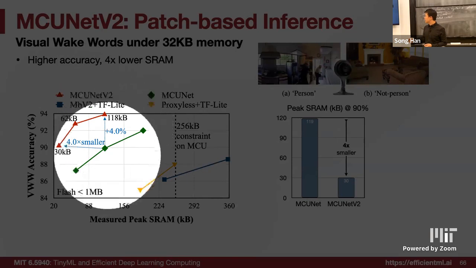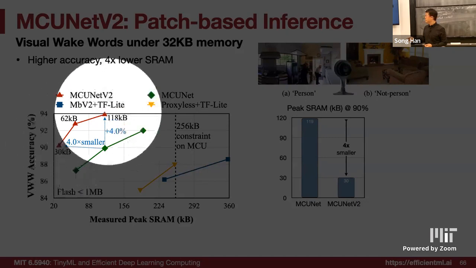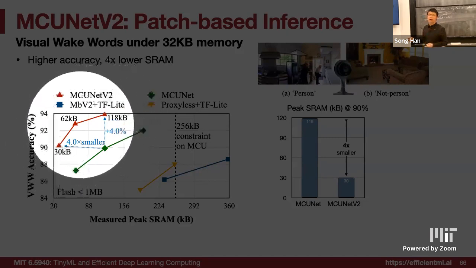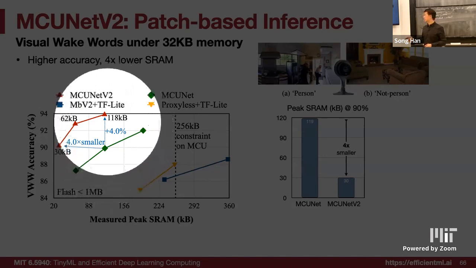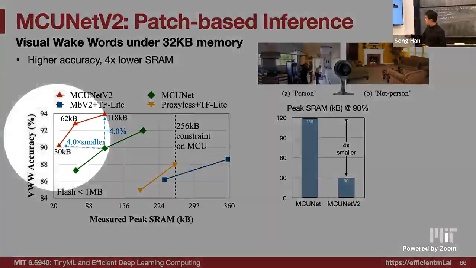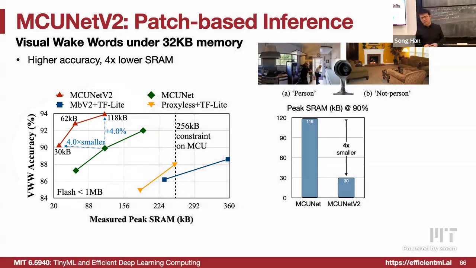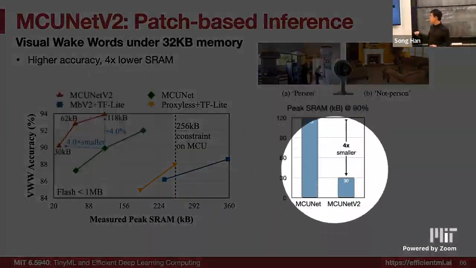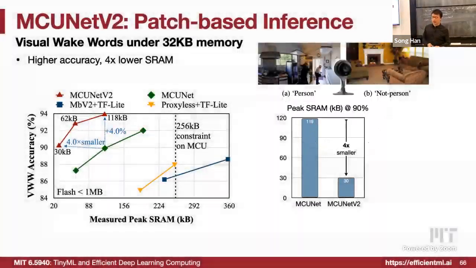Like from MCUNet, this is the version 1. And here is the version 2, MCUNet v2, which introduced this per patch based inference using 2x2 patch. We can save about 4x the memory consumption. Or using the same memory, 118 kilobyte, but achieve 4% better accuracy. And look at this model, only 30 kilobytes of SRAM, but achieving 90% top accuracy. And using per patch based inference, the peak SRAM at the same accuracy, 90% accuracy is reduced by 4x.